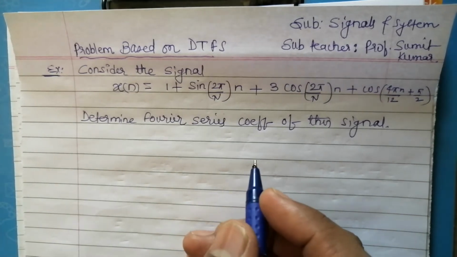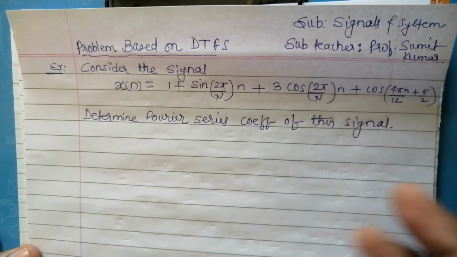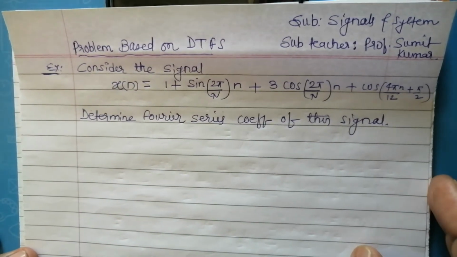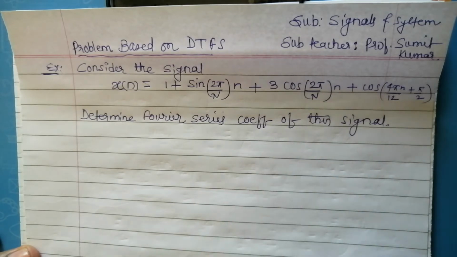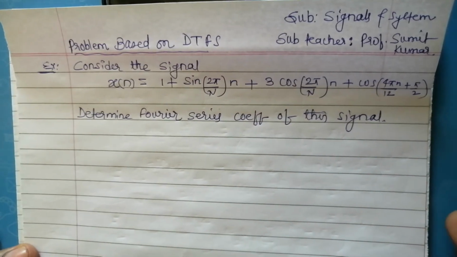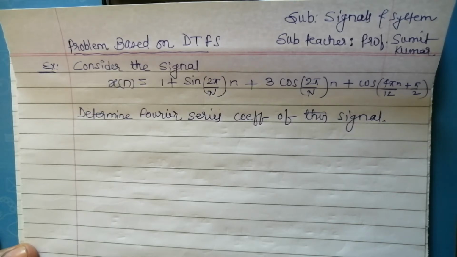Okay, so in this particular video we have taken one more numerical which is based on discrete time Fourier series. In the last video we have seen the steps to find the Fourier coefficients. I have taken very simple numericals so as to clear the basic concept.